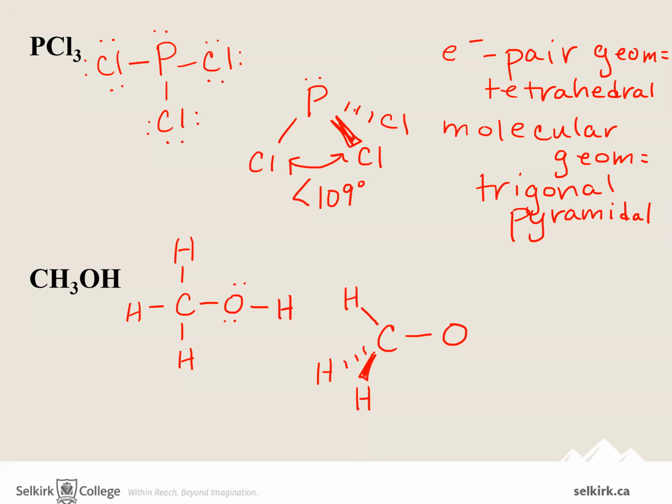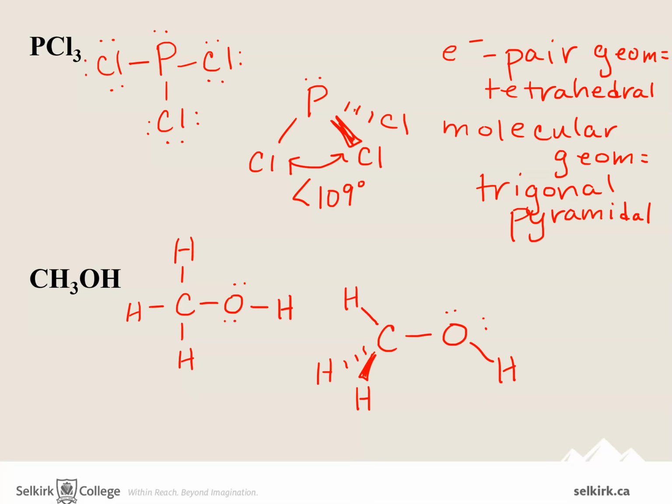Now, what's the shape around the oxygen? Again, I see 4 electron pair domains, 2 bonding pairs and 2 lone pairs. So the geometry is based on a tetrahedron with 2 corners missing. It's bent around that oxygen.